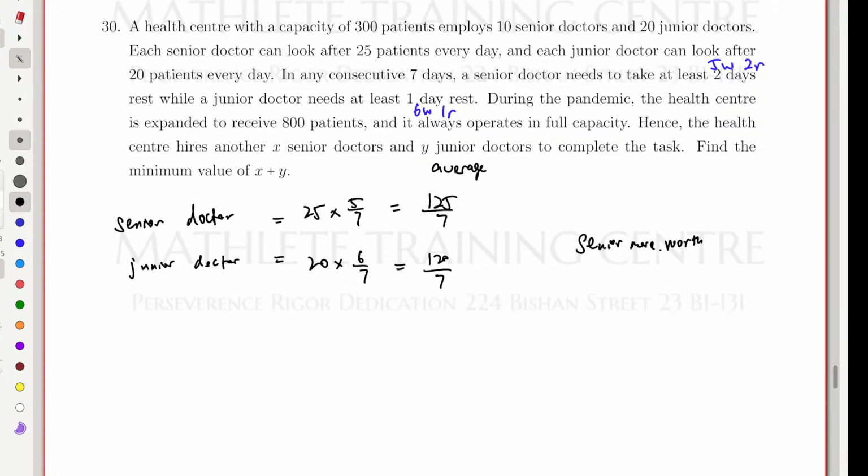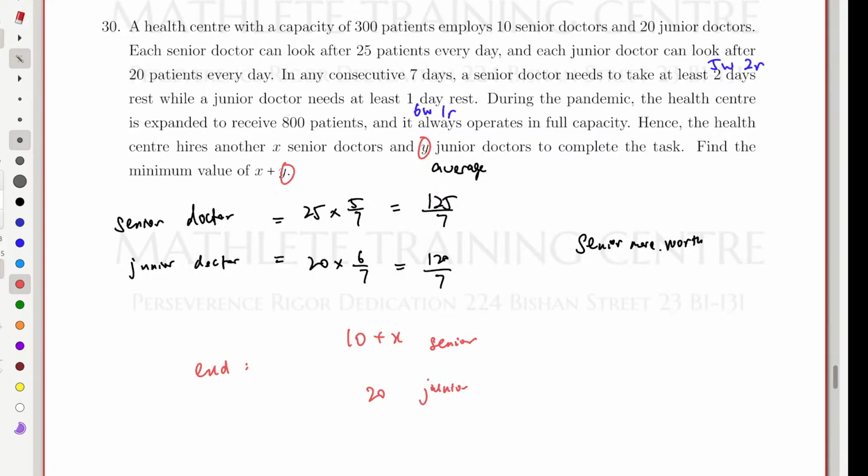So in the end, what do you need to do? If you're hiring doctors, you're not going to hire any junior doctors anymore because you don't want the junior doctors to go and replace them. You want to hire senior doctors whenever possible. So in the end, you're going to get 10 plus X senior doctors, and you're just going to get 20 junior doctors.